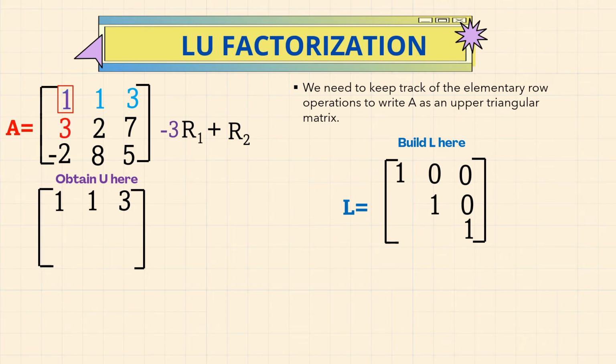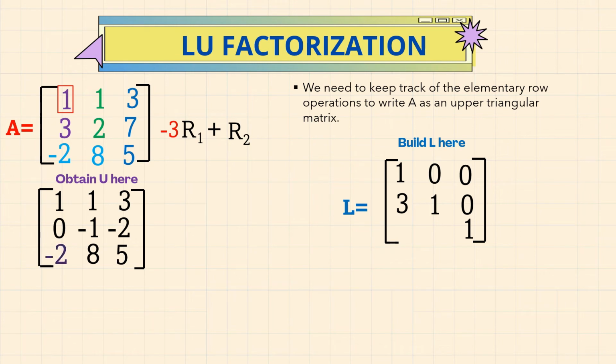Negative 3 times 1 is equal to negative 3, plus 3 is equal to 0. Negative 3 times 1 is equal to negative 3, plus 2 is equal to negative 1. Negative 3 times 3 is equal to negative 9, plus 7 is equal to negative 2. Then we're going to get the opposite of negative 3, and put it in row 2, column 1 of our lower triangular matrix. Then copy row 3 from our matrix A.